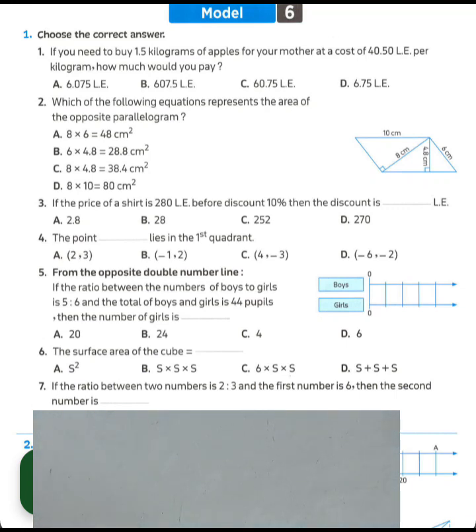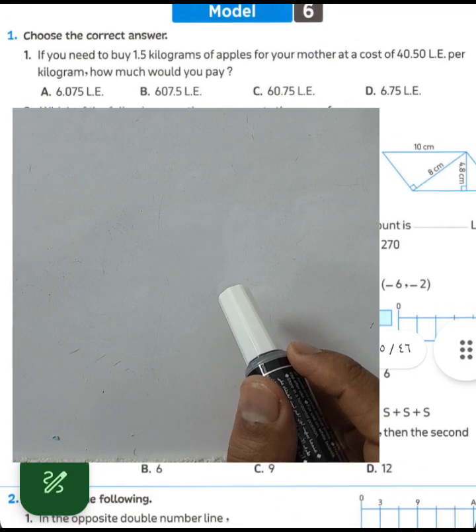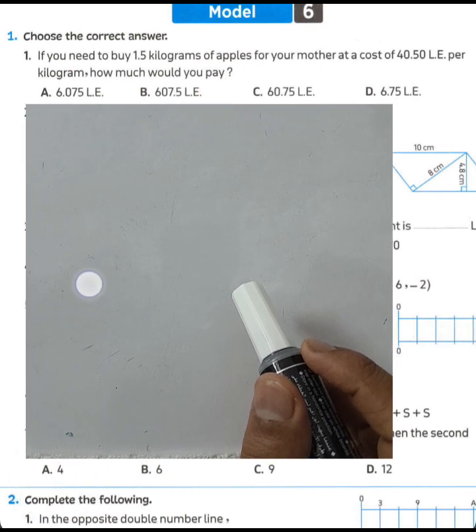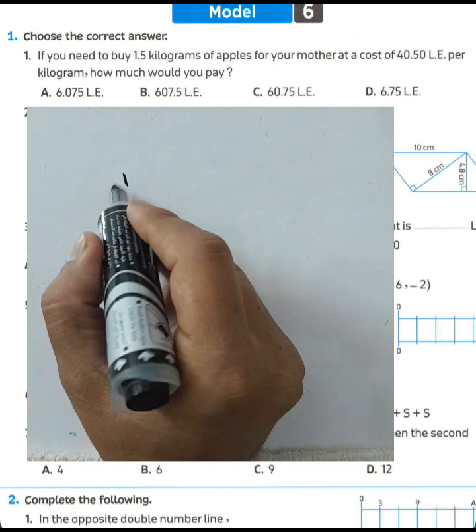With model number 6, the last questions in this term. Okay, model number 6. Question number 1.